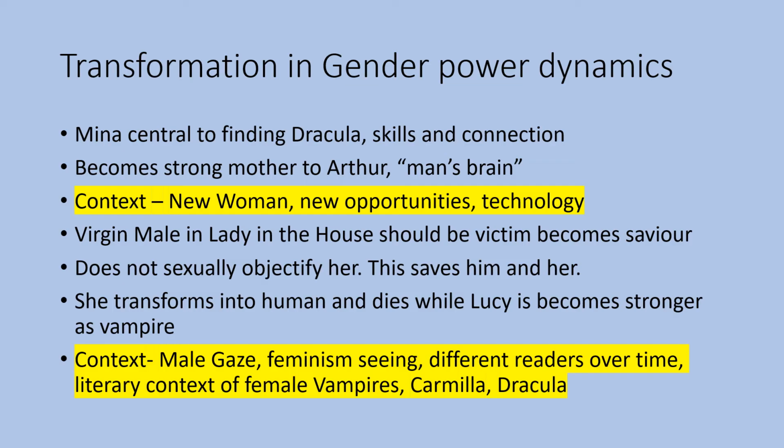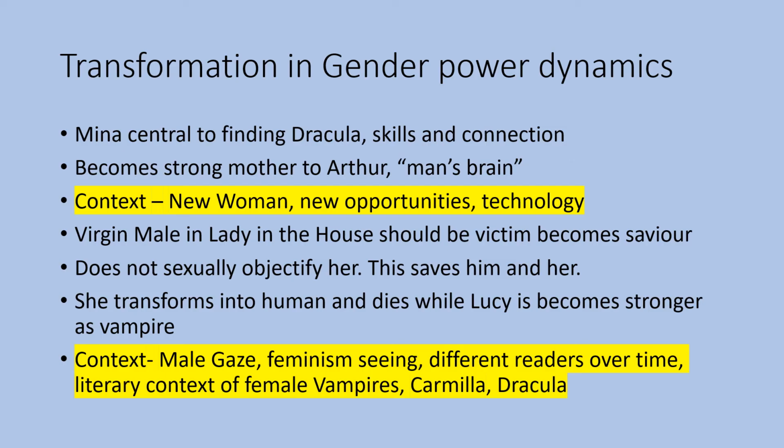Whereas Lucy, one could argue, is released from the prison of being a constrained woman and embraces her full sexuality. Maybe if you took a modern feminist view of the text, of seeing the text as a different reader over time, one could argue that Lucy is fully free only when she's a vampire, because in Victorian society, women are constrained and imprisoned by the patriarchal society.